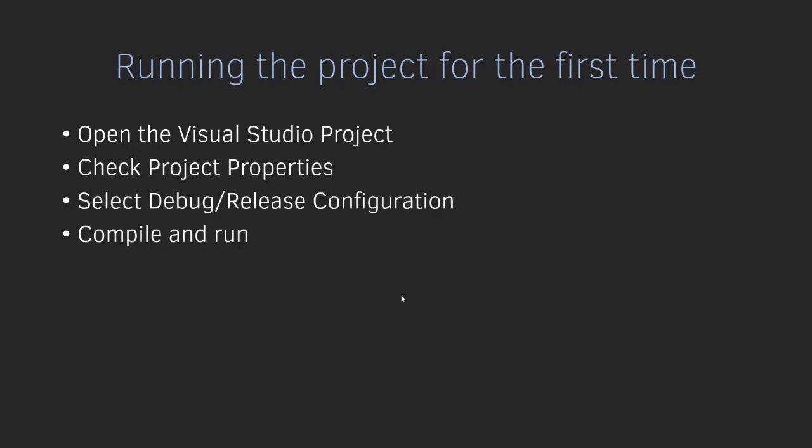Hello, and in this video, we'll run the project for the first time. We'll do that by opening the Visual Studio project, and then we'll just glance over the project properties and see where actually the environment variables are used. Then we'll select the debug and release configurations, and then finally we'll compile and run the project.